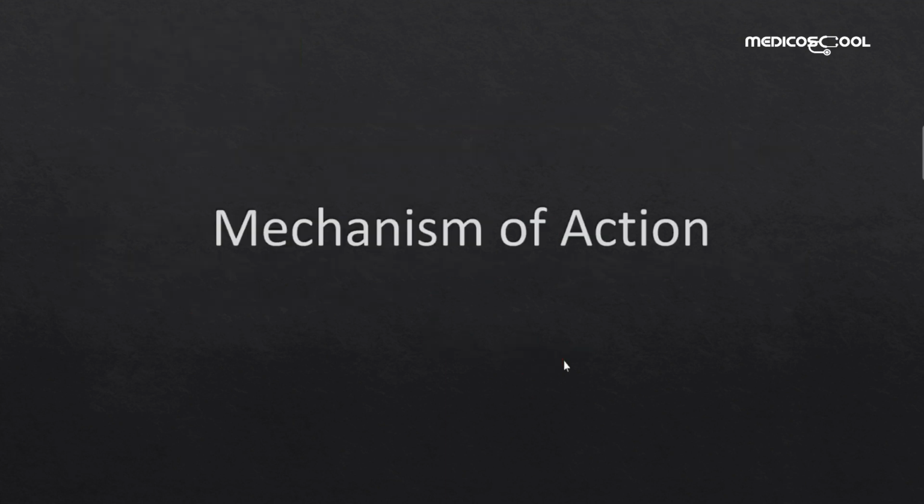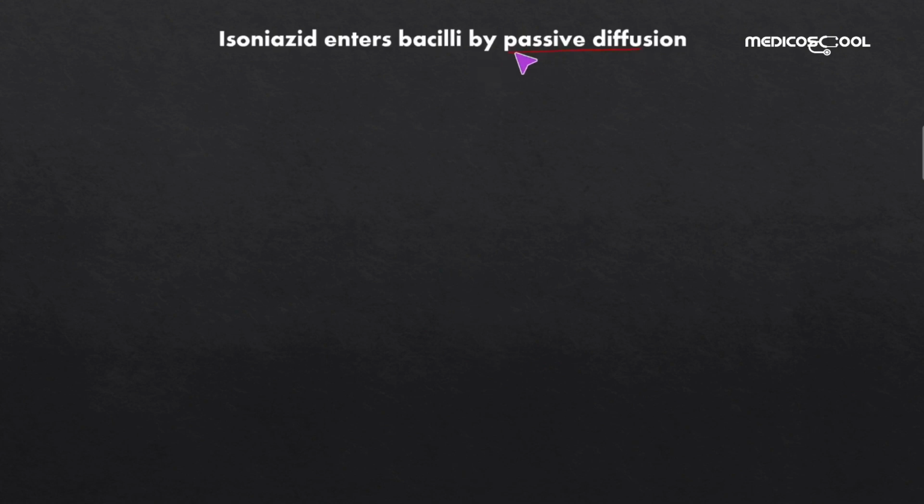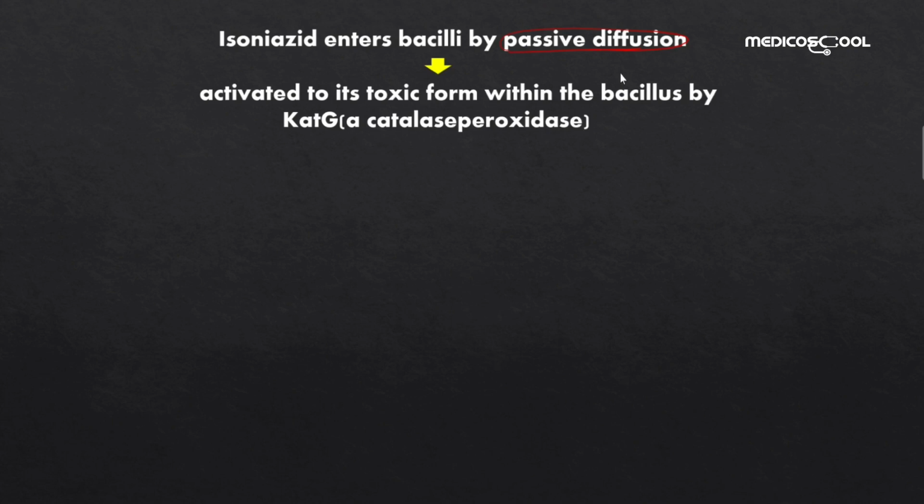Now coming towards the mechanism of action, how does isoniazid stop or kill the Mycobacterium tuberculosis? First of all, it enters the bacilli by means of passive diffusion. After this, it is activated into a toxic form, and this is done mostly by the catalase peroxidase known as KatG, which is biochemically a catalase peroxidase.